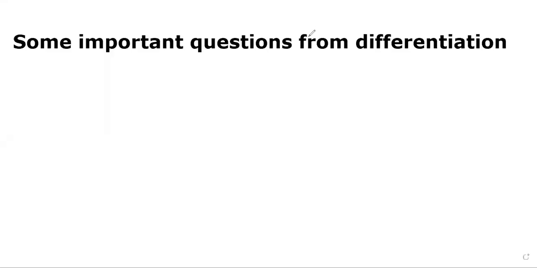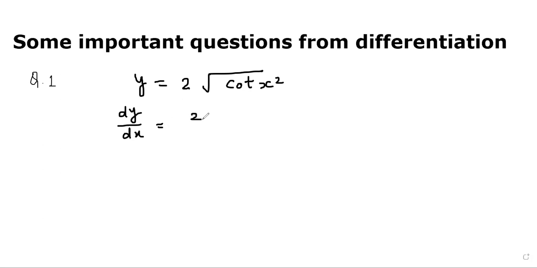Some important questions from differentiation. Question number one. y equal to twice of root cot x square. dy by dx equal to 2 upon 2 root cot x square into d upon dx of cot x square.